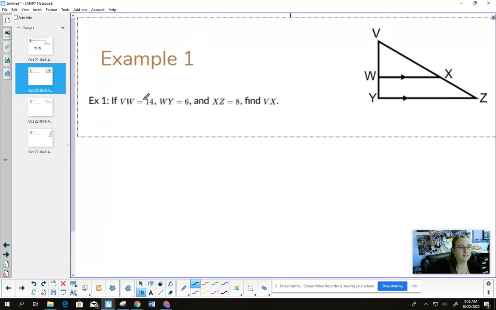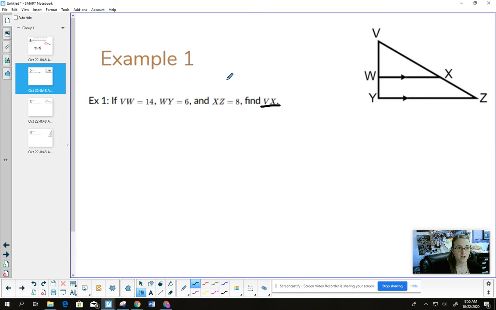If you could copy the picture and then label this information, we are going to find VX. Okay, so VW equals 14 from here to here. WY is 6. XZ is 8. And since we want to find VX, I'm going to call this little x, like our variable. So I don't mean this X, I mean like our variable.